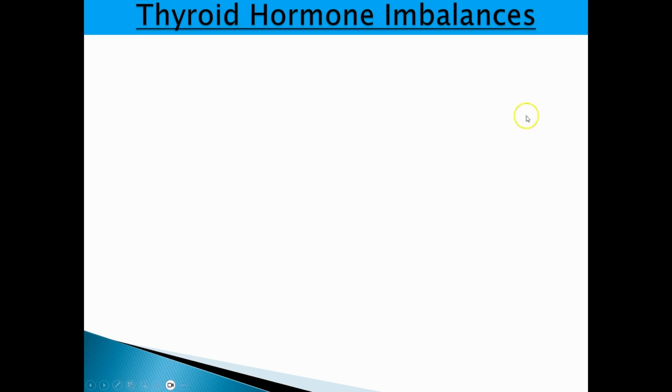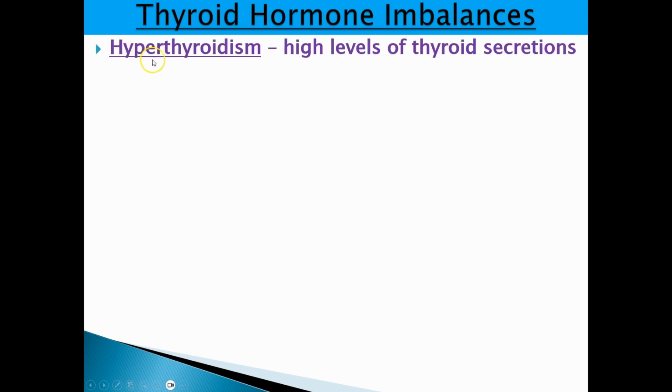All right, so thyroid hormone imbalances to be aware of. We can have something called hyperthyroidism. And when you see the word hyper, just like when we think of kids that are hyper, we think they have a lot of energy. So hyperthyroidism means we have high levels of thyroid secretions.